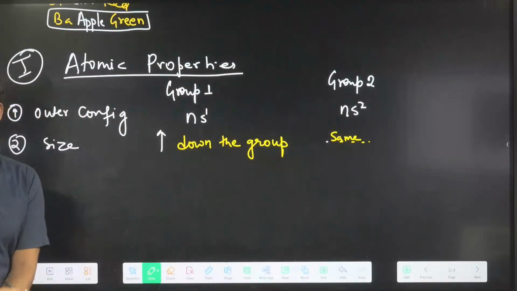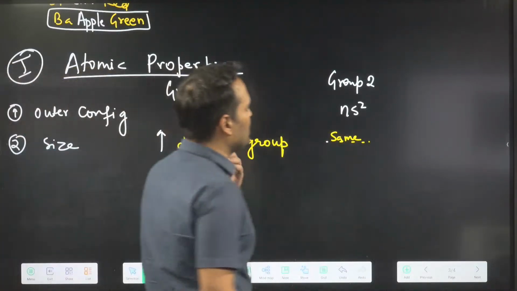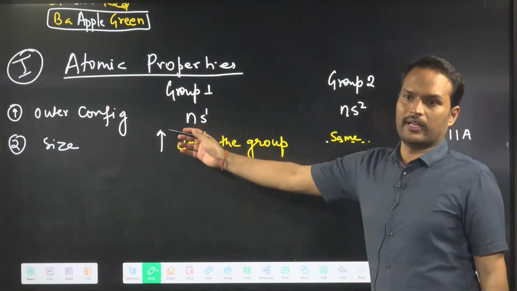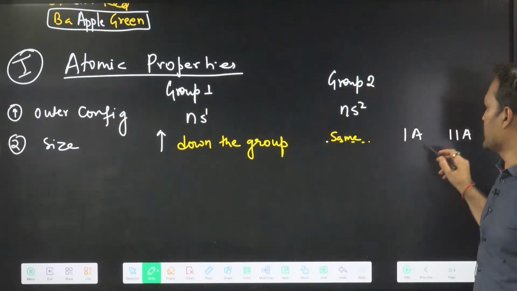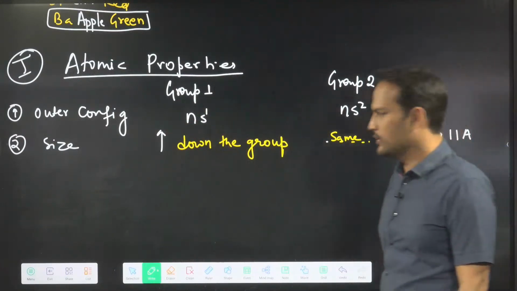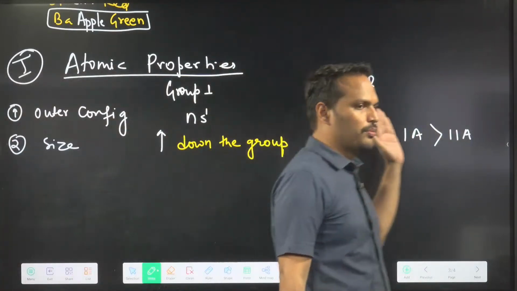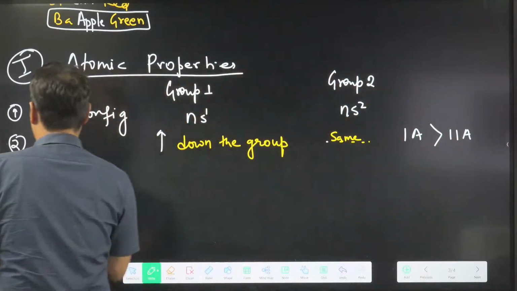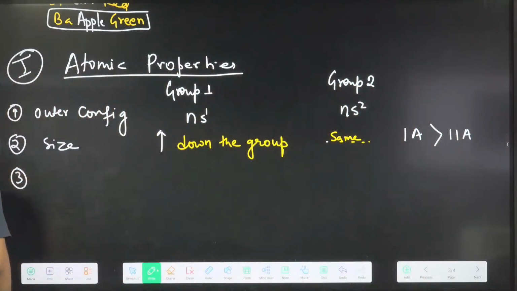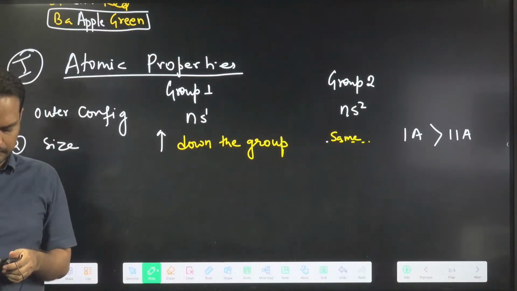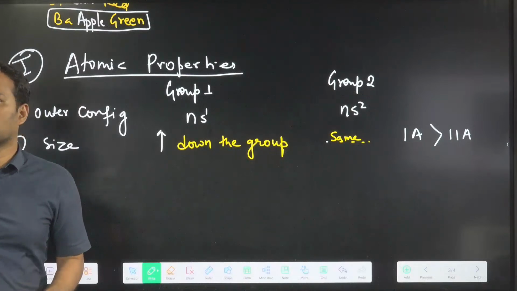Then let's compare here also. Who is bigger? 1A, 2A. This one is 1A. This one is 2A. Who is bigger in size? 1A. Are you seeing this point? In a period, size decreases. So group 2 is small. Okay, clear with all these points?